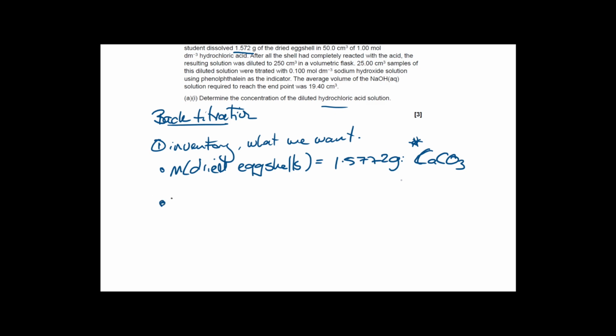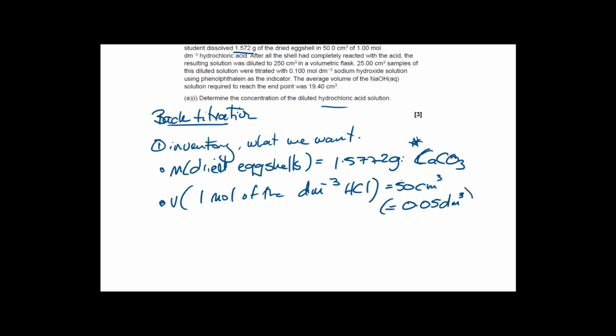Then we're told the volume and concentration of the hydrochloric acid: 1 mol dm⁻³ hydrochloric acid, and we're told that's 50 cm³, but we need to translate that into decimeters cubed, which is going to be 0.05 dm³.